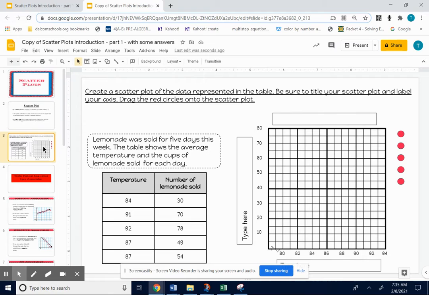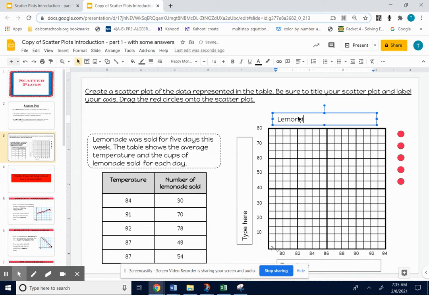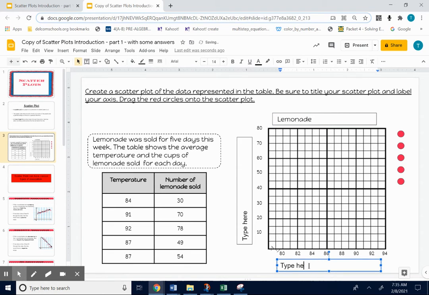Okay, the next slide is an example of a scatter plot. We have lemonade sold over 5 days. We're going to have temperature on the x-axis and number of lemonades sold on the y-axis. We want to see if there's a relationship between the temperature and the number of lemonades sold. The temperature is on the x-axis because that's typically the left side of the table. The y-axis would be lemonade sold.